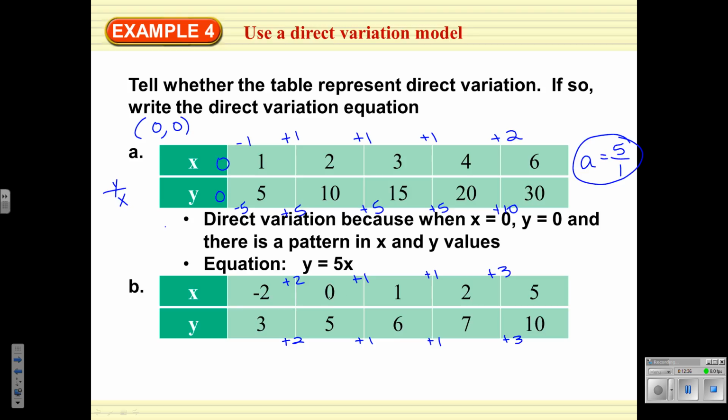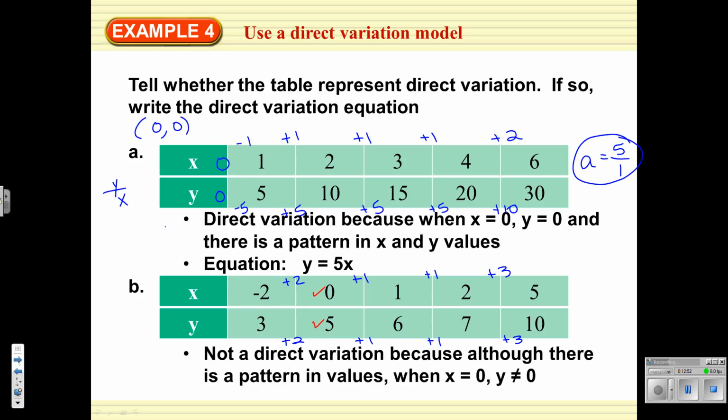But when I look when x is 0, right here, when x is 0, my y is 5. So this is not going to pass through the origin. It's going to pass through the y-axis at positive 5, not at the origin. So it's not a direct variation, because although there is a pattern in our values, we have a constant rate of change, we do not pass through the origin.